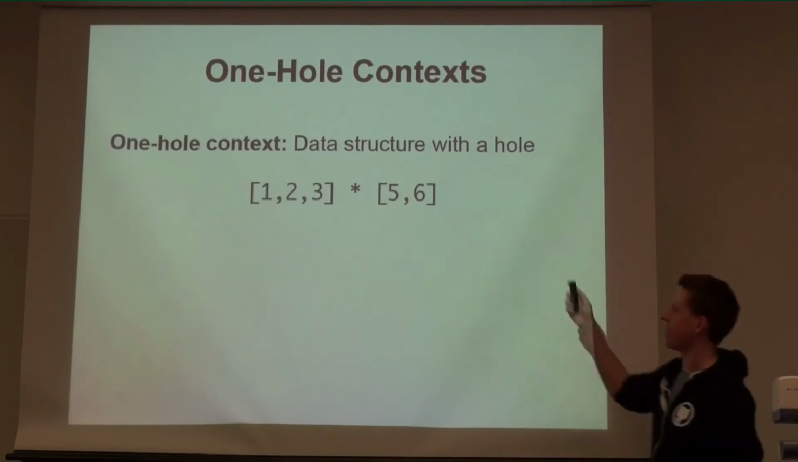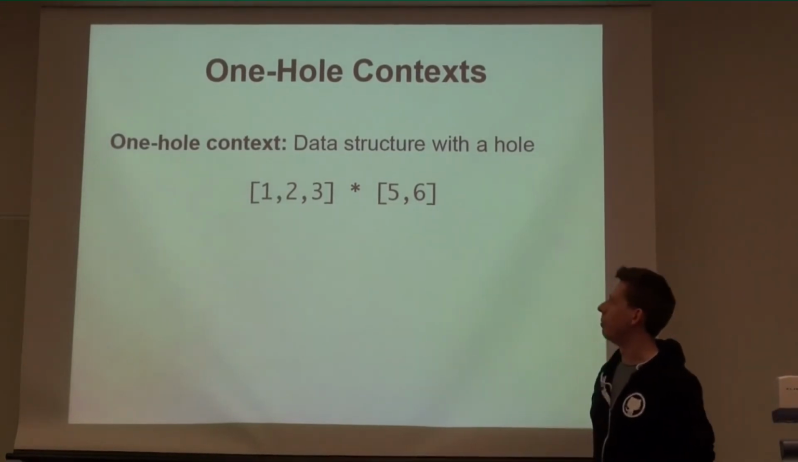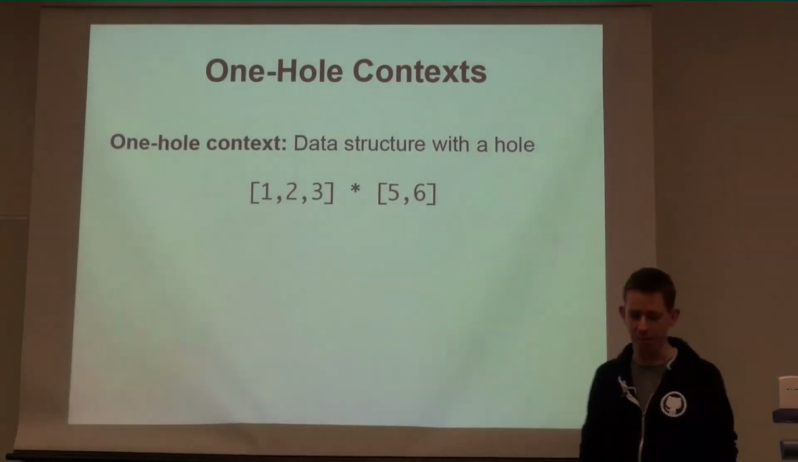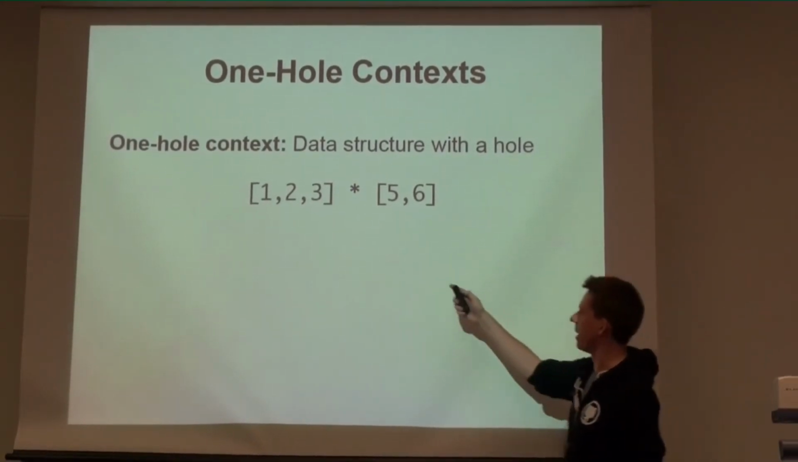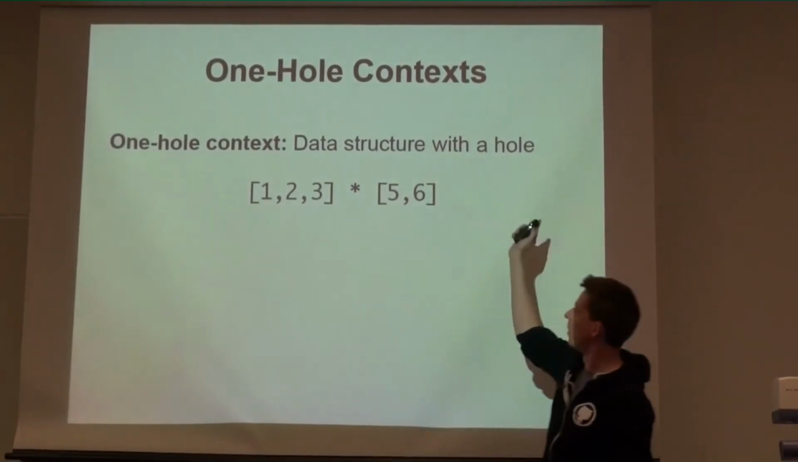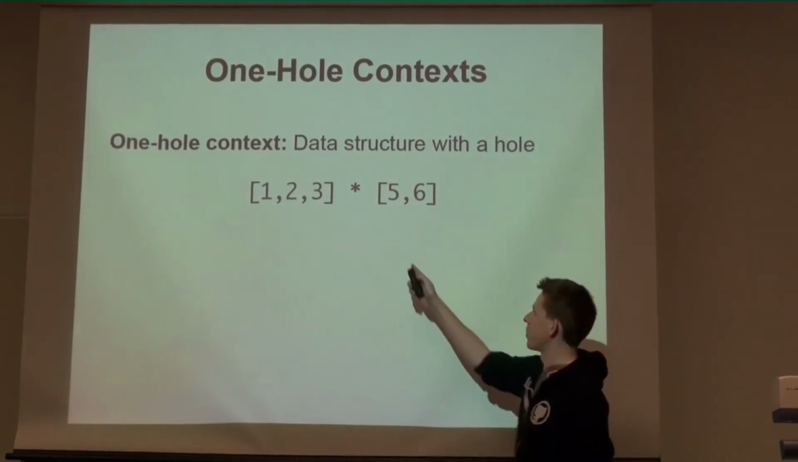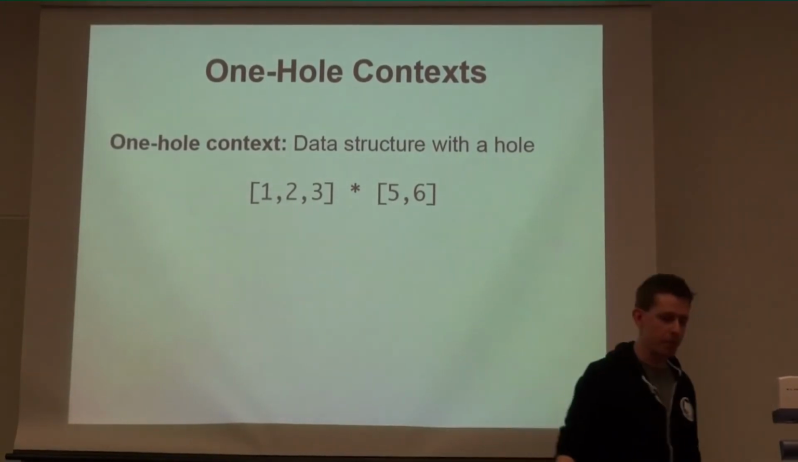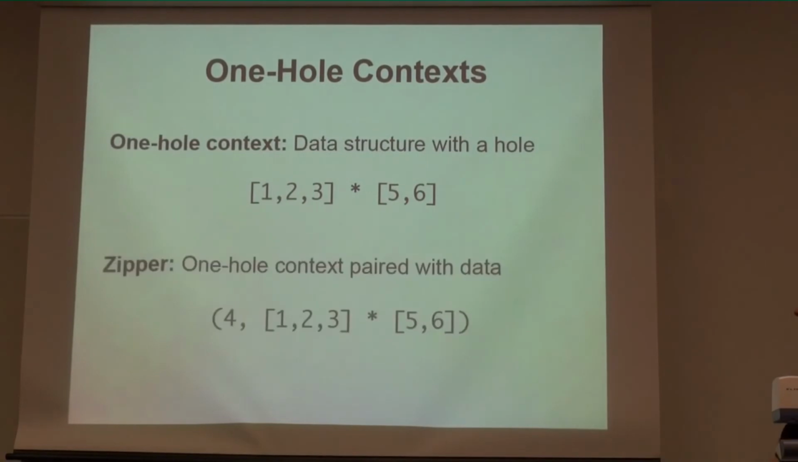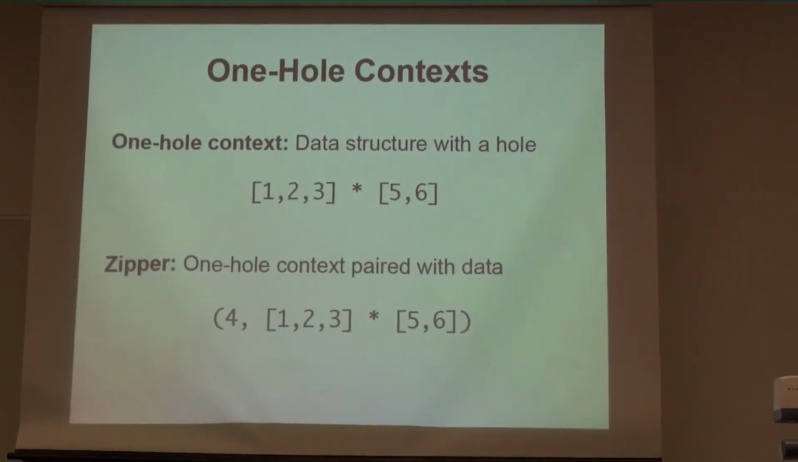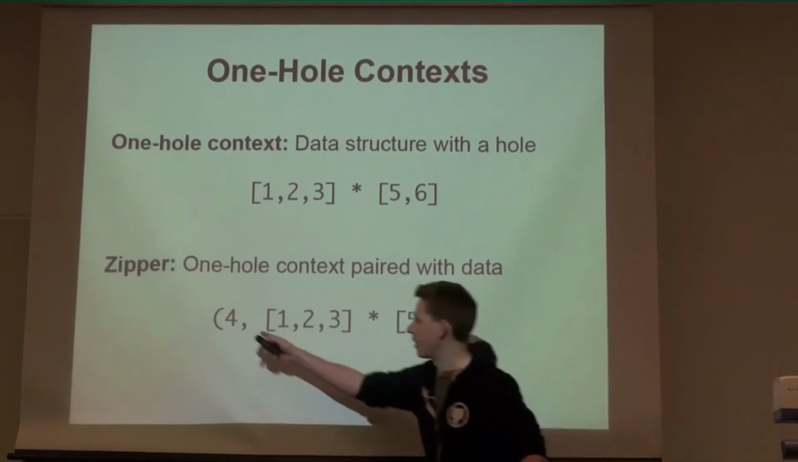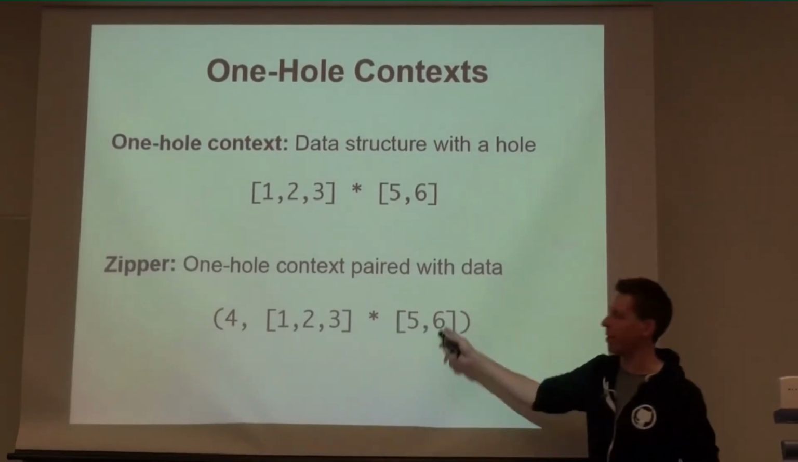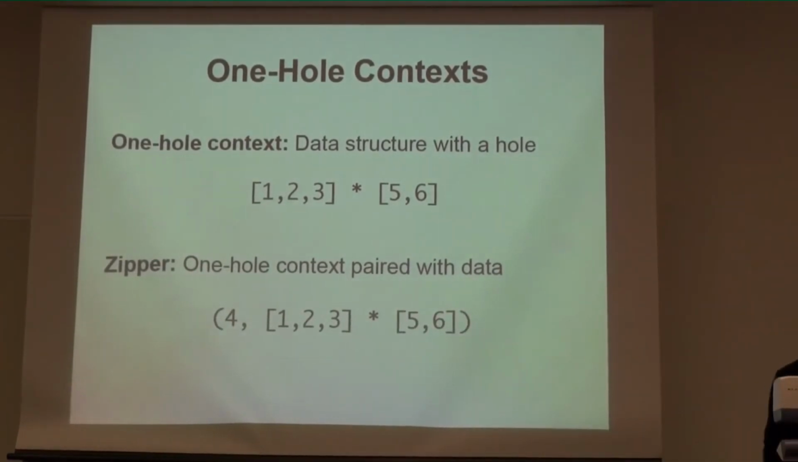So this is clearly not valid code, but we could represent the one-hole context of this list by saying, well, a list of 1 to 6. And then if we want to get a zipper, we'd just pair that one-hole context up with a piece of data we want to go in the hole. And that's exactly the same thing as having a zipper. We just split it up into the data that goes in the hole and the thing that tells you where the hole is. So why am I talking about this?